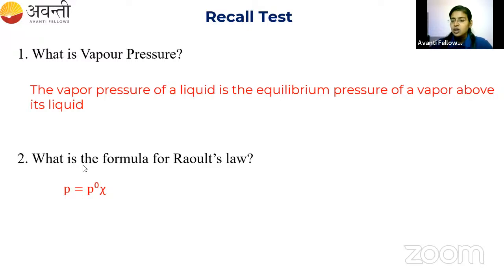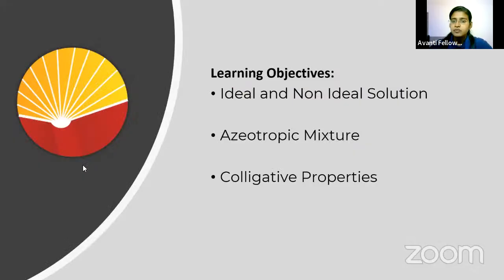So now let's move on to today's class. The learning objectives for today's session are ideal and non-ideal solutions, the azeotropic mixture, and at last, colligative properties. The ideal and non-ideal solutions and azeotropic mixture are subtopics of Raoult's law only. We were about to discuss this in the previous class itself, but we could not complete it. We will try to cover it in today's session.